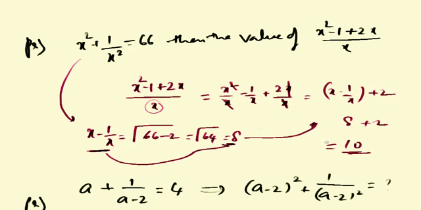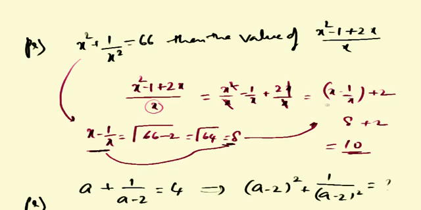This is very simple. Let me explain once again. It is (x² − 1 + 2x)/x that is given. So what we are doing is dividing all the numerator terms by x. So it will become x²/x − 1/x + 2x/x, so that becomes x − 1/x + 2.